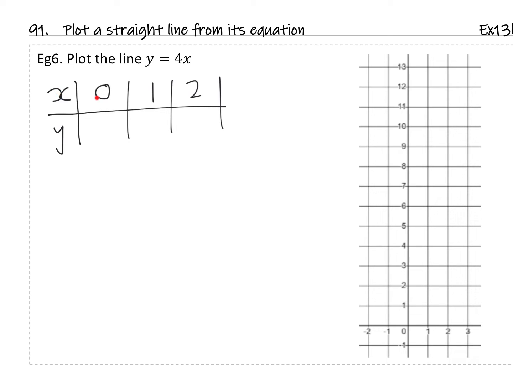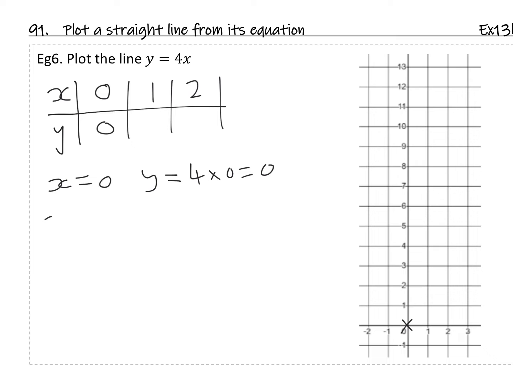So, what if x is 0? What's y going to be? Well, y is 4 x's. So if x is 0, y would be 4 zeros, which is simply 0. So we can put in when x is 0, y is 0. And I can plot that point along the corridor 0, up the stairs 0.